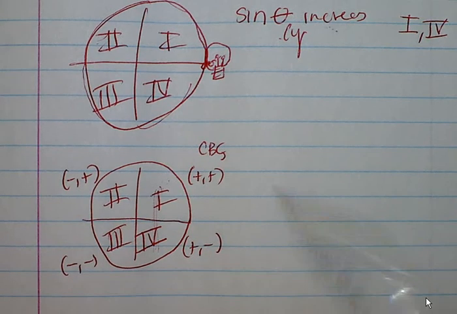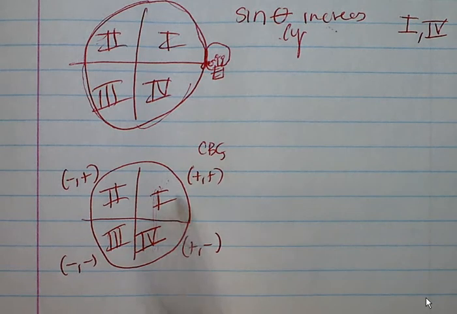Likewise, in which two quadrants can we guarantee that the tangent is positive? It would be 1 and 3. Okay?